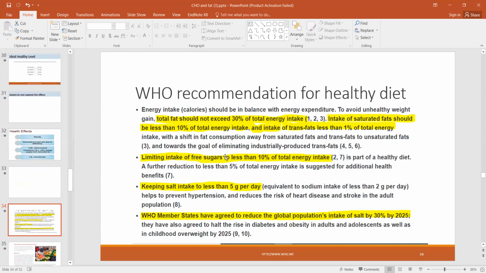Limit intake of free sugar to less than 10% of total energy intake, and keep salt intake to less than 5 grams per day. The WHO member states have agreed to reduce the global population intake of salt by 30%. They have also agreed to halt the rise in diabetes and obesity in adults and adolescents, as well as in childhood overweight, by 2025.